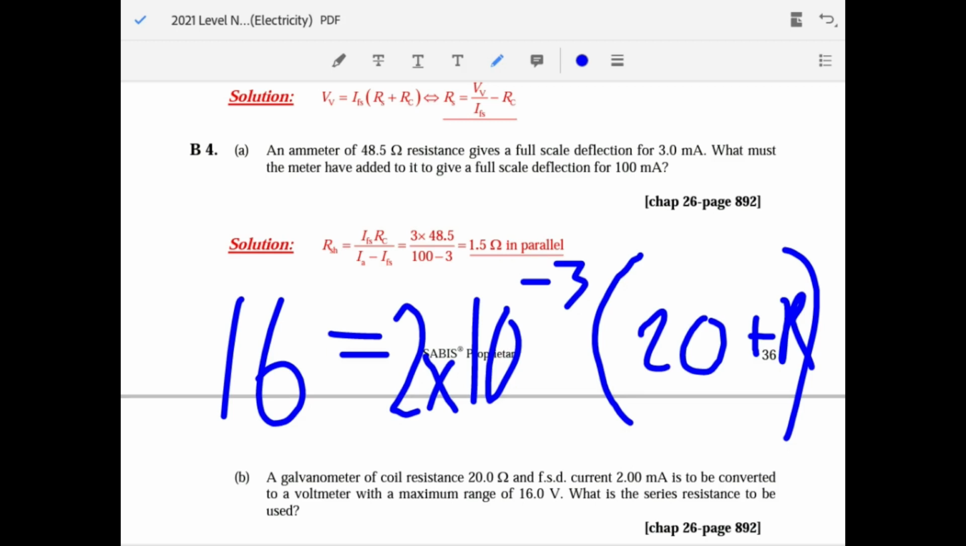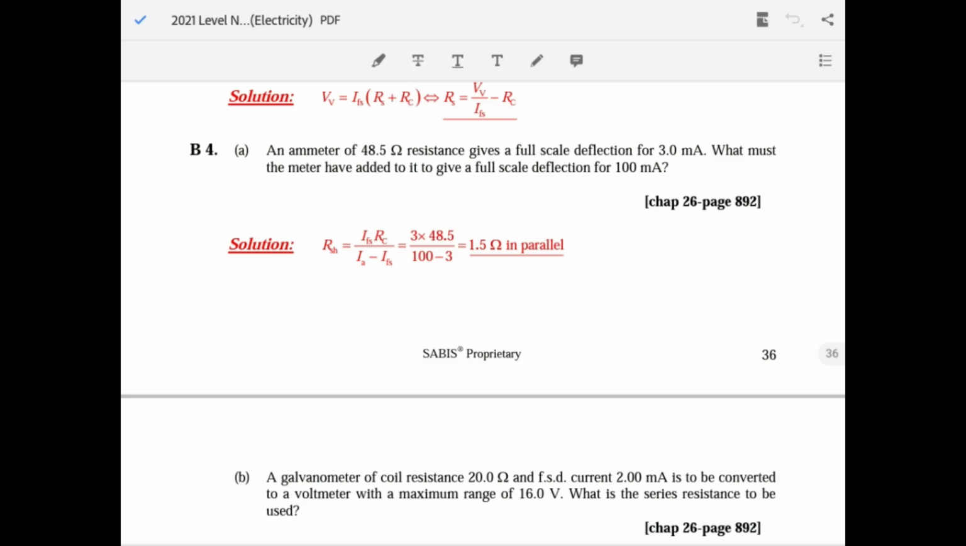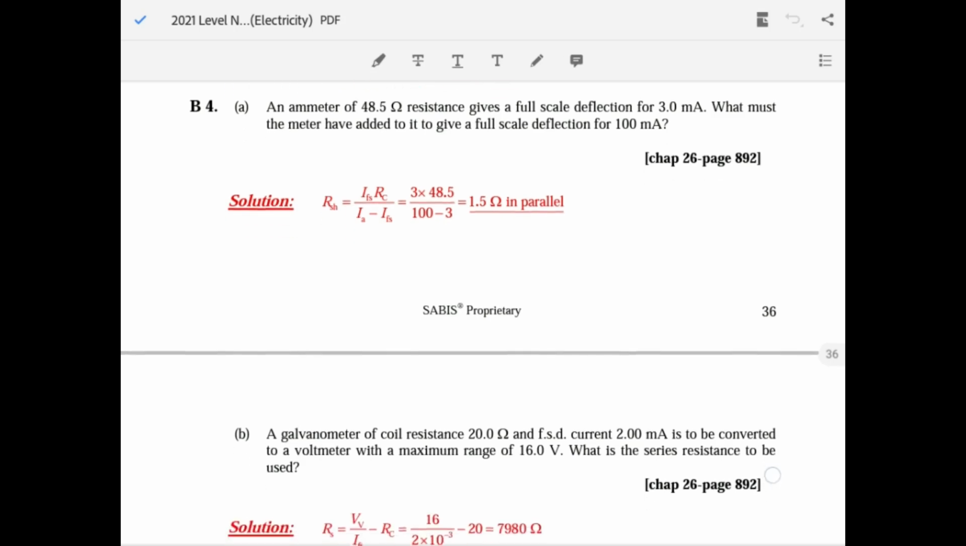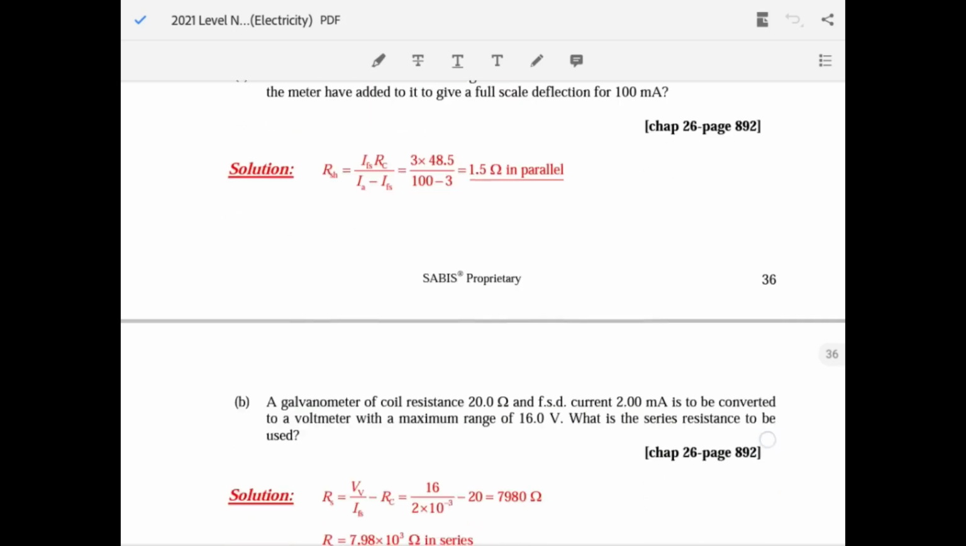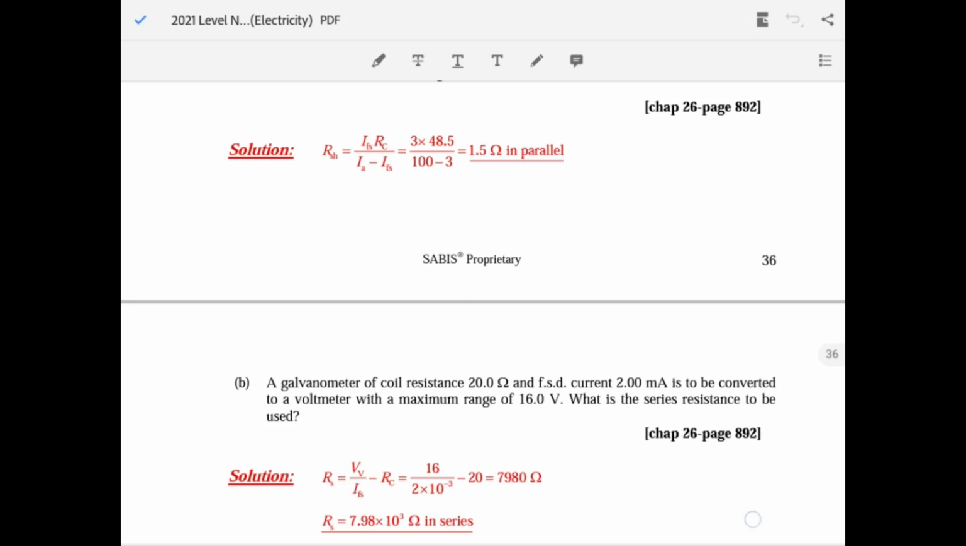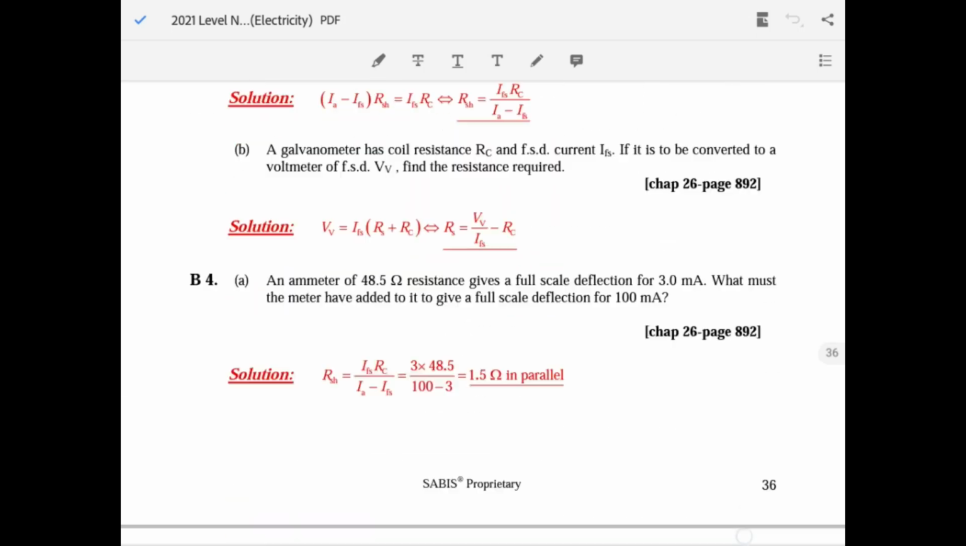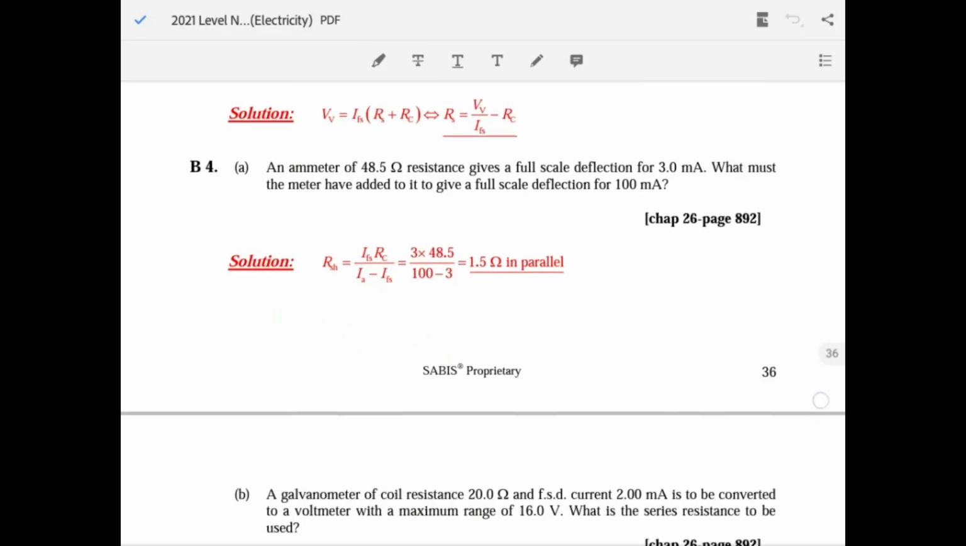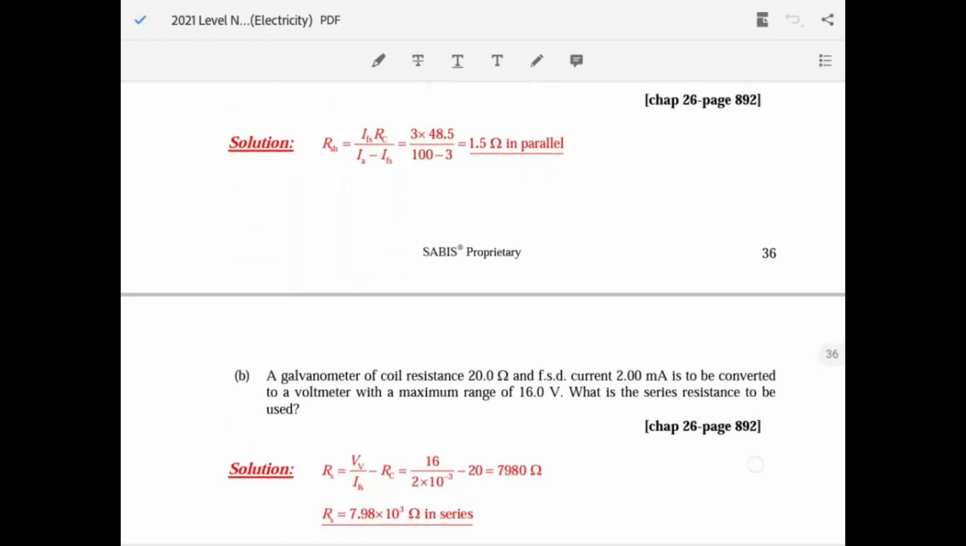16 over 2 times 10 power minus 3, and then minus 20. And you get the answer to be 7,980 ohms, which is a large amount of resistance compared to the 20. This is so you don't disrupt the circuit. So 7,980 ohms. And that's pretty much it for galvanometer and ammeter. There's no more questions about it.